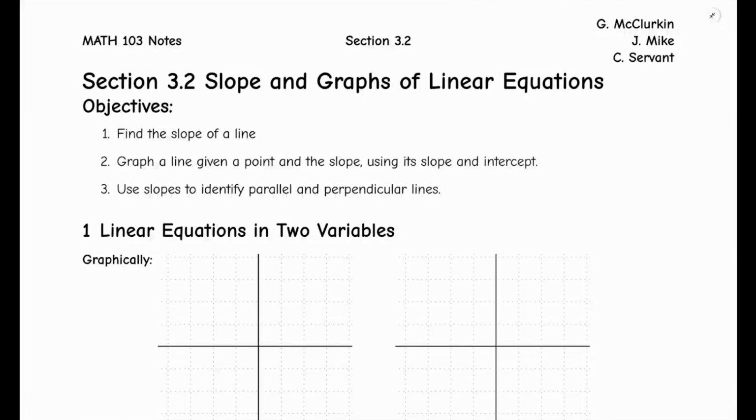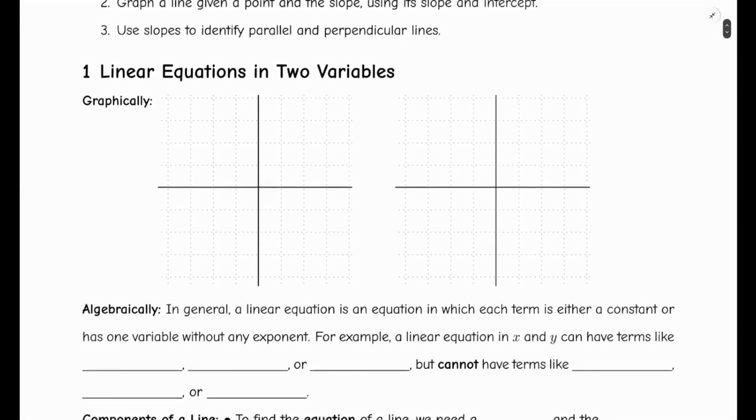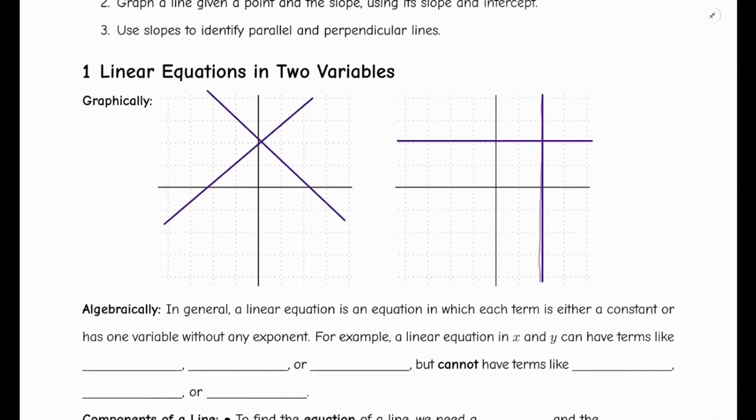Hello, this is the start of section 3.2, Slope and Graphs of Linear Equations. Part 1, Linear Equations in Two Variables. Graphically, when you have two variables in a linear equation, you're going to end up with a line. It could look like that, or like that. You can also have horizontal lines, and you can also have vertical lines.